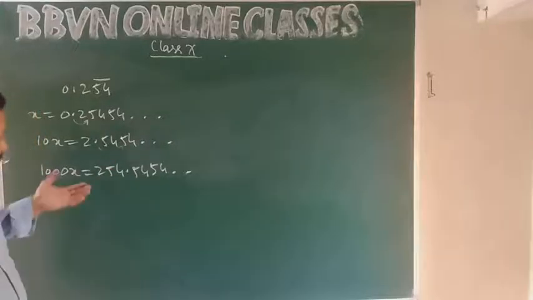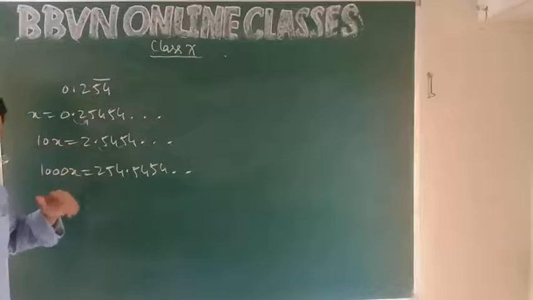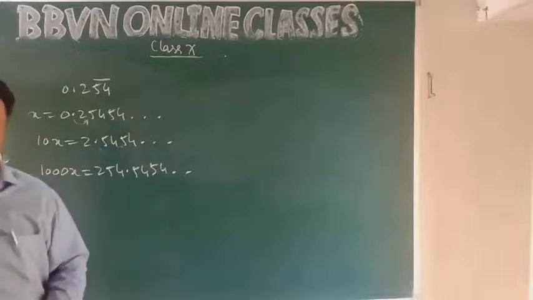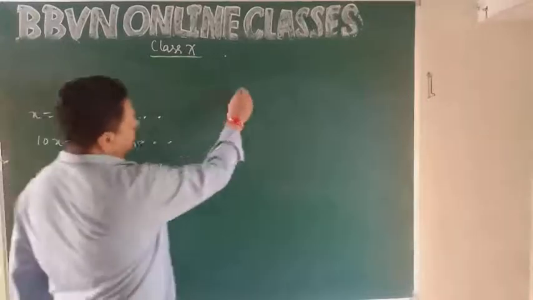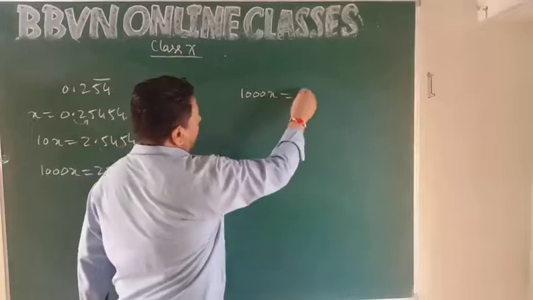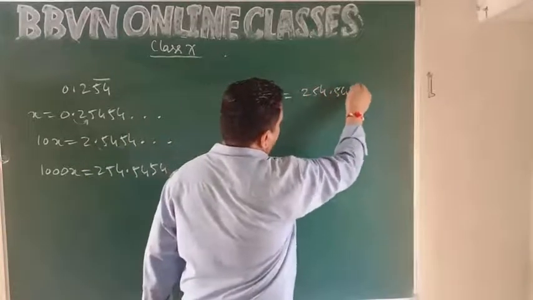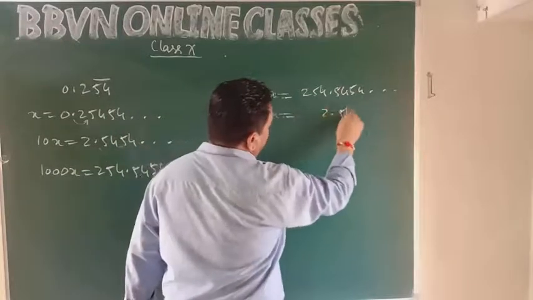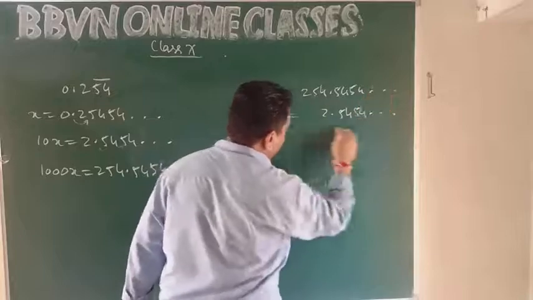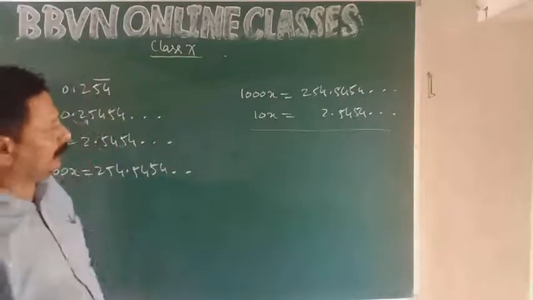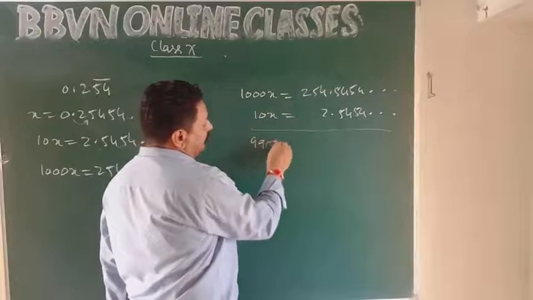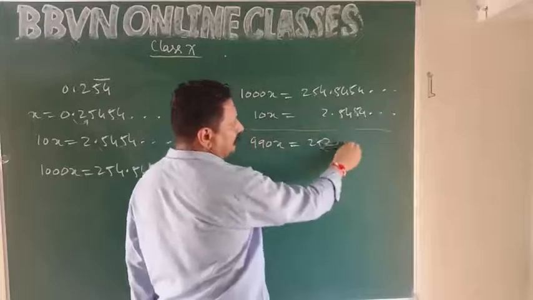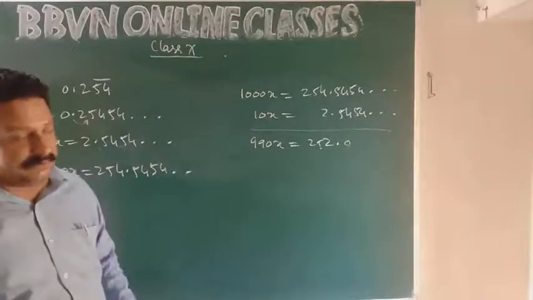ऐसा इसलिए करते हैं कि जब आप एक इक्वेशन में से दूसरे को रिड्यूस करोगे, when you subtract one of the equations from another, the terms on the right side of decimal they nullify, they become 0. Now if I subtract 1000x is equal to 254.5454 so on, then 10x is equal to 2.5454, okay. Now if I subtract 1000x minus 10x is 990x is equal to 254 minus 2, 252 point, आगे सब 0 बन गया ना, this is the reason why we do that, okay.